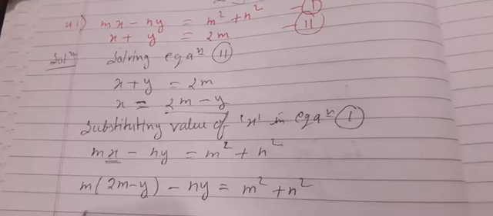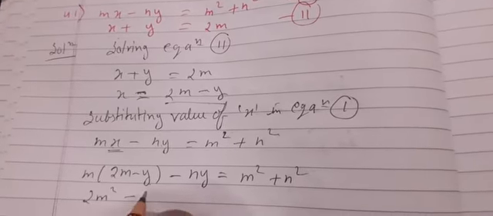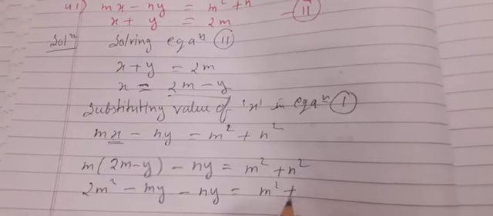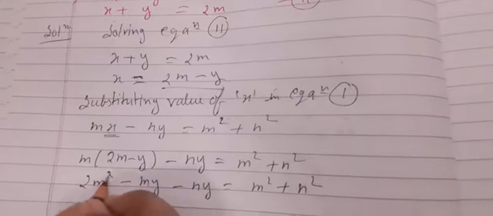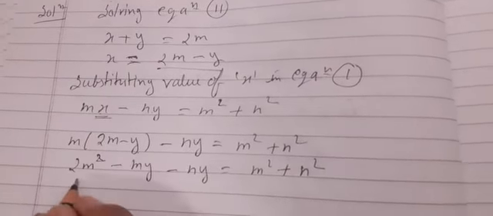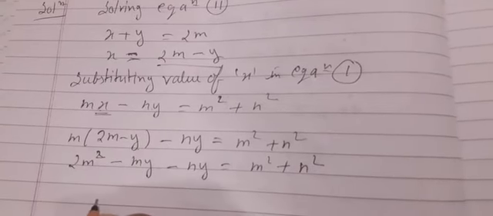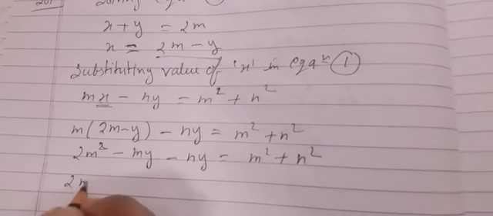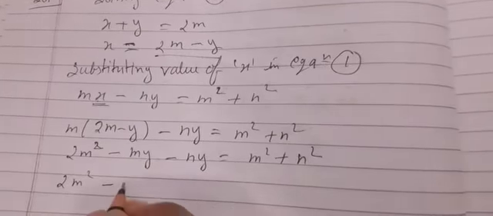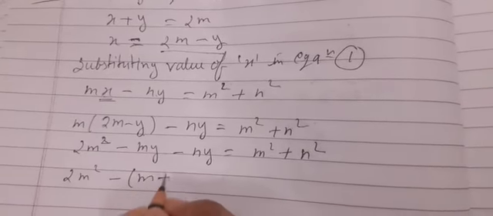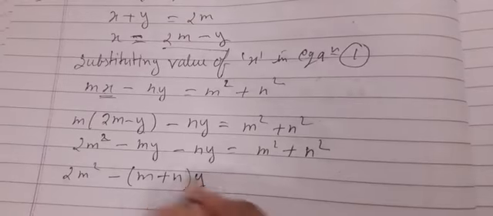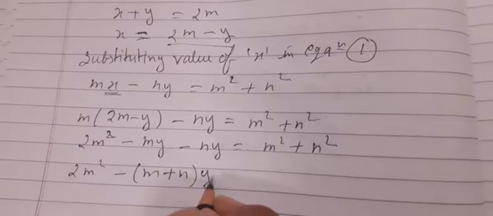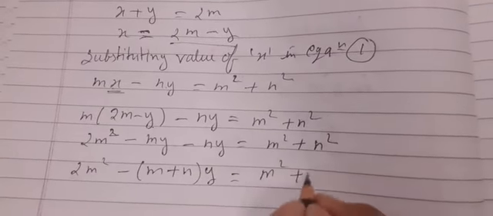Now I'm going to open the bracket. This is 2m square minus my minus ny is equal to m square plus n square. Okay, now we will solve this equation. How? Let's see. This 2m square, or I can do one thing here. I can take common minus y. So inside the bracket I have taken minus as common, then m plus n is here and y is outside the bracket. Minus is outside, so both numbers became with plus sign, and y is also out of the bracket, and here is m square plus n square.